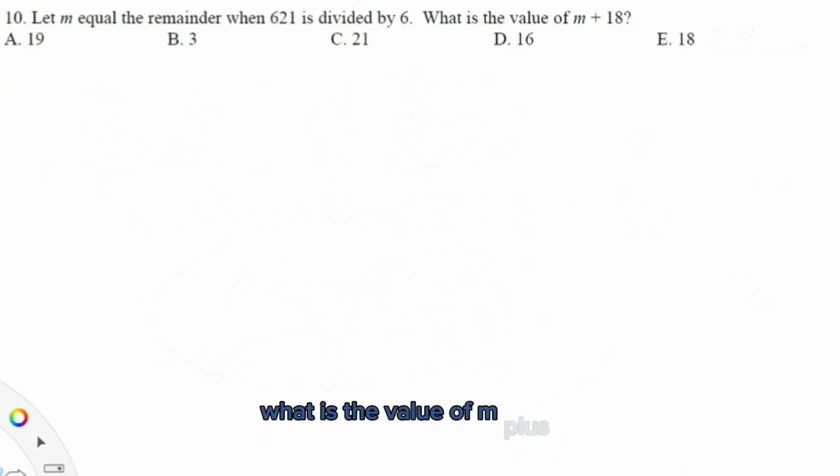Next, let m equal the remainder when 621 is divided by 6. What is the value of m plus 18? Alright, so m plus 18. So we know that m is the remainder of 621 divided by 6. So let's solve 621 divided by 6 first.